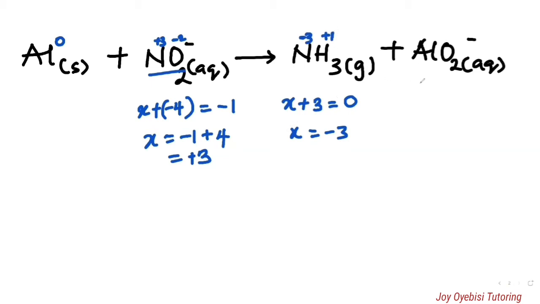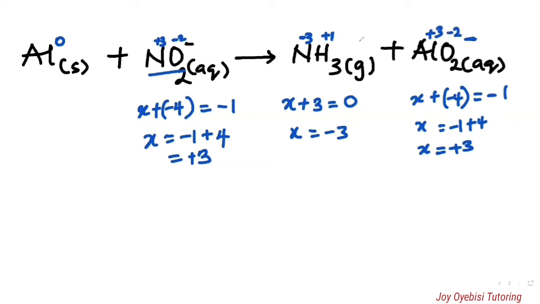All right, we'll go to the aluminium. Take aluminium to be X plus oxygen is -2 times 2, that is -4. And we have a negative charge on the polyatomic ion, which means we have a -1. Then X, -4 goes over to the other side. We're going to have -1 plus 4. The X here is going to be +3. So aluminium here is +3, while oxygen is -2.